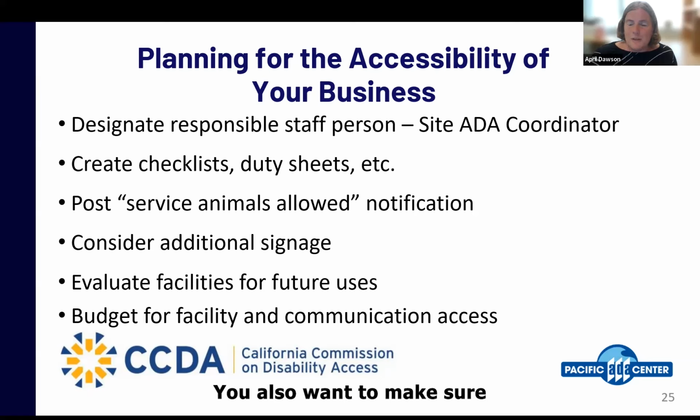Also, you want to make sure that you realize that accessibility sometimes does have a cost to it. Most accommodations are not very expensive, but some can be. And so you want to budget for facility and communication access. Make sure that as you're planning your budget for your business and you're getting your revenue and looking at your spreadsheets, that you're not forgetting to budget for the access that we've talked about today.